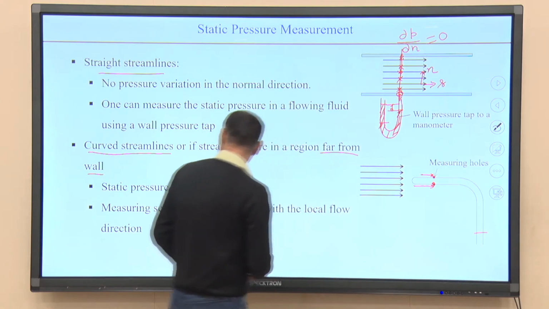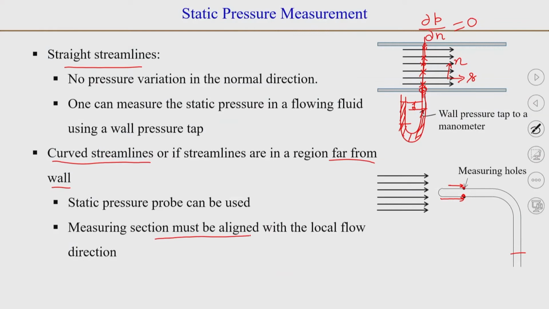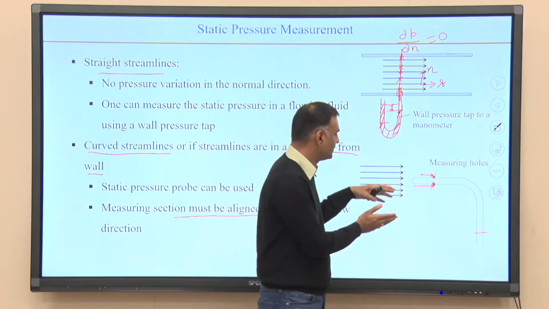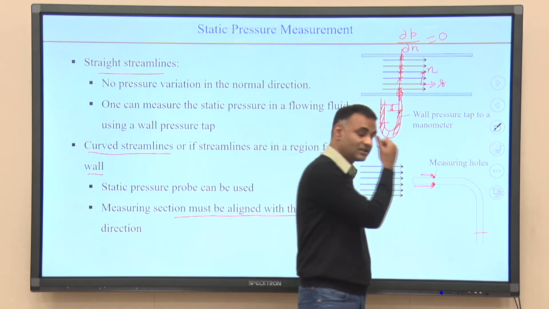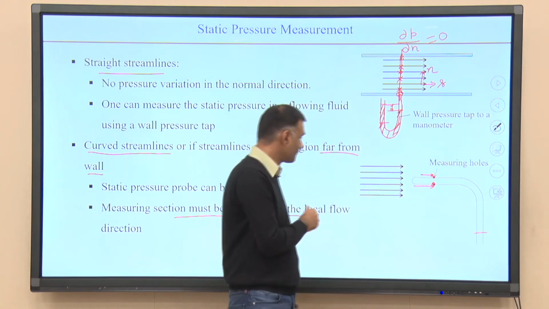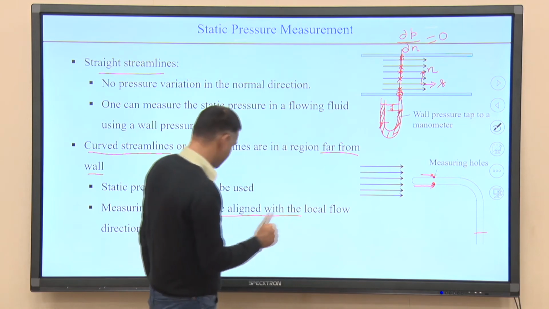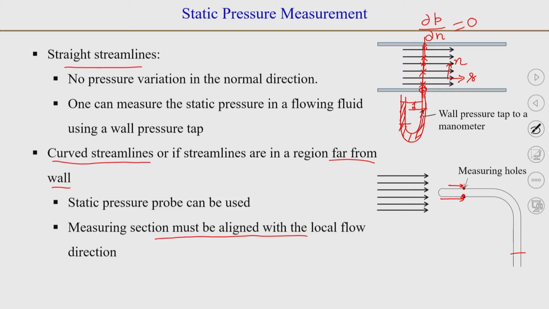The other point is that your measurement section should be aligned with the local flow direction. This measurement section should be aligned with the flow direction, and only then will you be able to measure the correct values, because only then will you be measuring the static pressure. So, that is the care that you need to take.